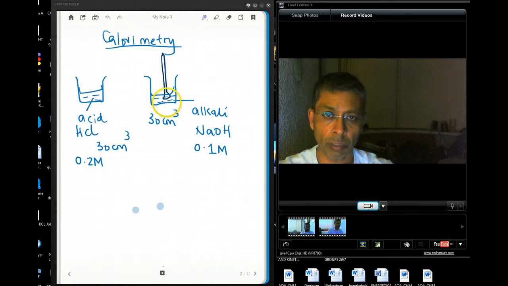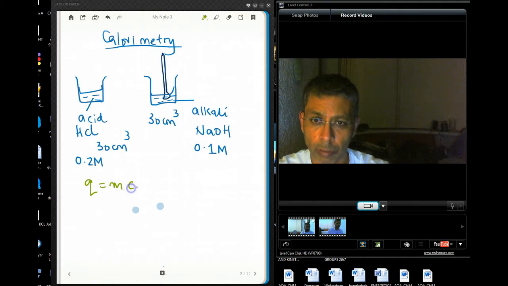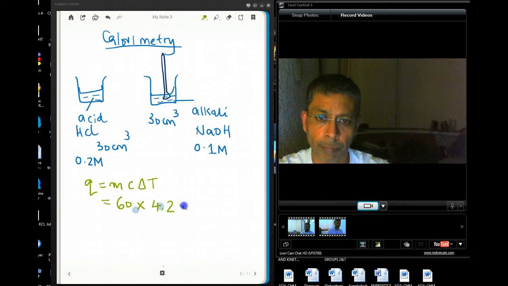Subtract the one from the other to give you a delta T, your temperature change. Right, so what would you do? You'd use the formula Q equals mc delta T, temperature change in kelvins. Mass will be your total volume. In this case, it will be 30 plus 30, so it's going to be 60 grams, times specific heat capacity, which is always given to you in the question, and it's either 4.18 or 4.2.